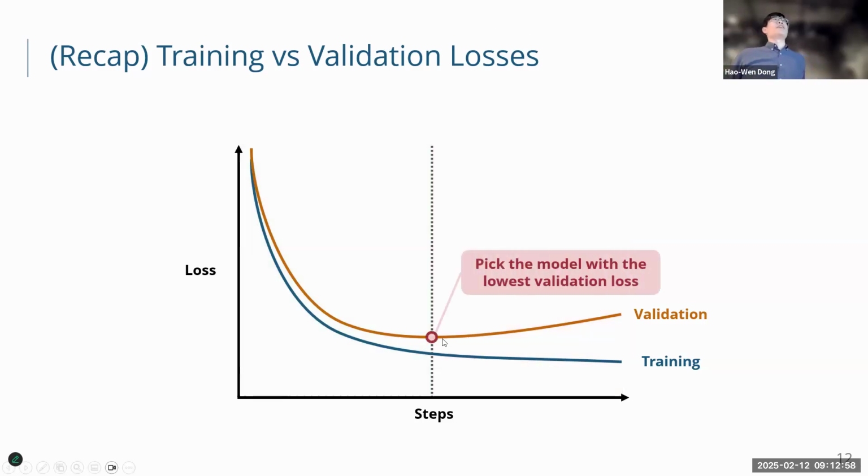And what we want is the model that has the lowest validation loss, which means that model is the best we can do before the model overfits on your data set.